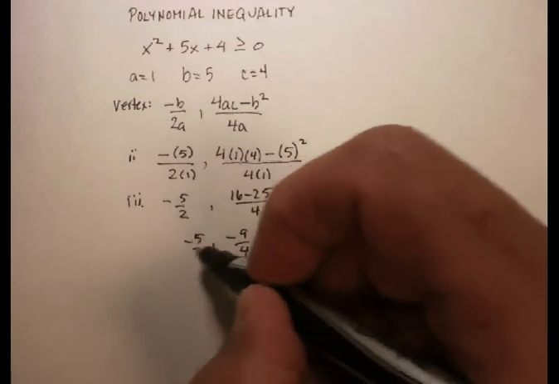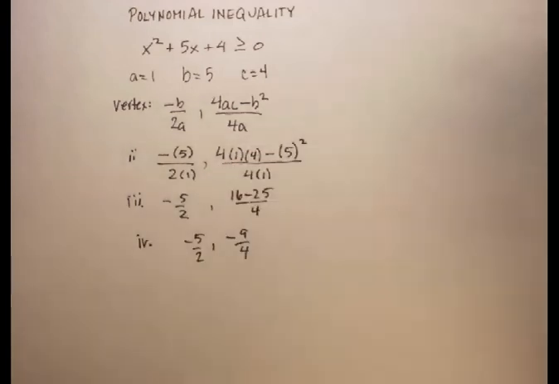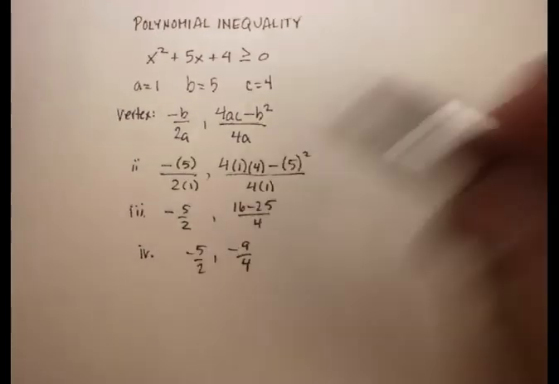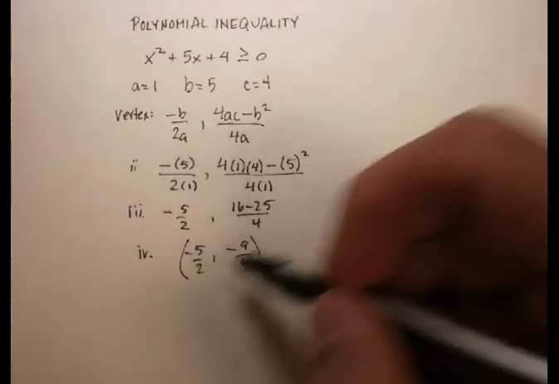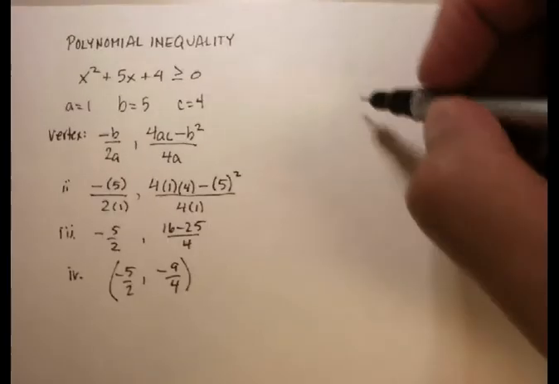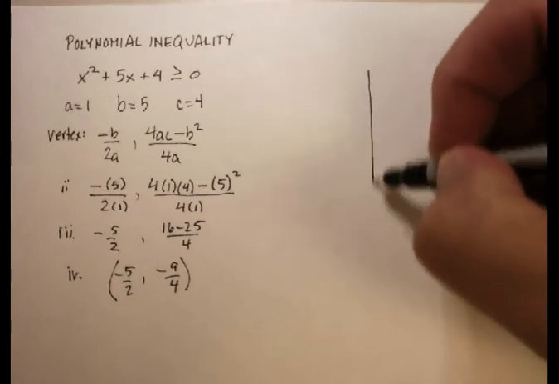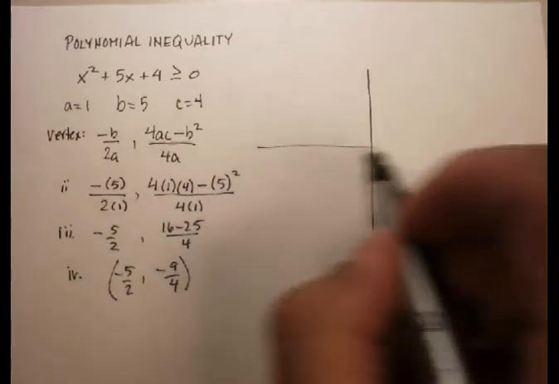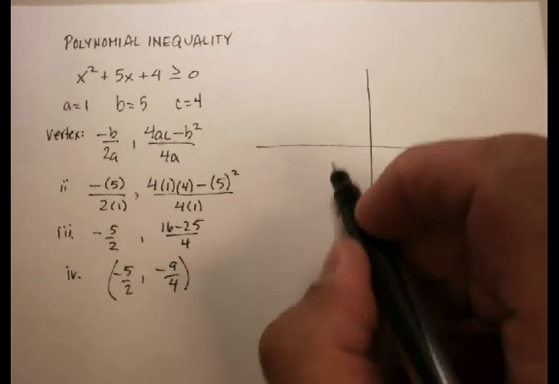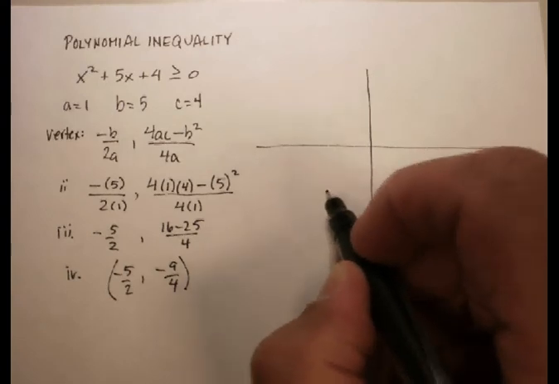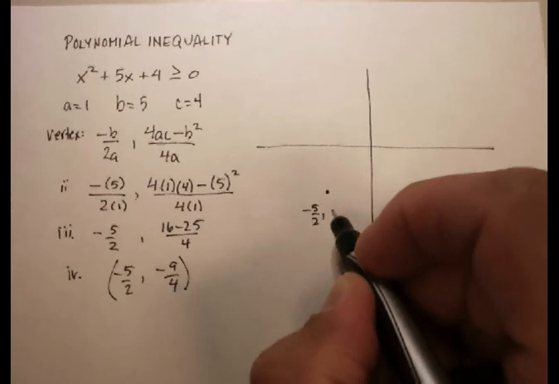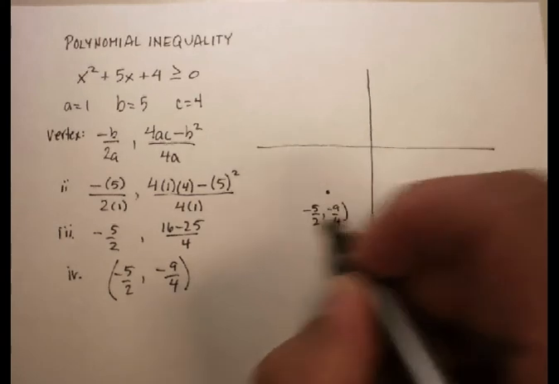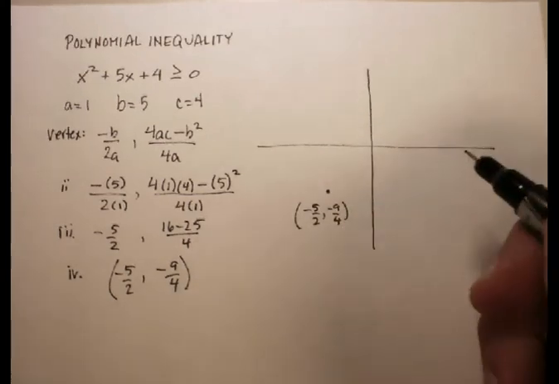And let's just bring the x down there. So according to this, my vertex is going to be negative 5 halves, negative 9 fourths, about 2 1/2 and 2 1/4. Let's just do a quick sketch over here and see where that might be located. Let's go over about 2 1/2, go down about 2 1/4, and we'll just say that that is our vertex.